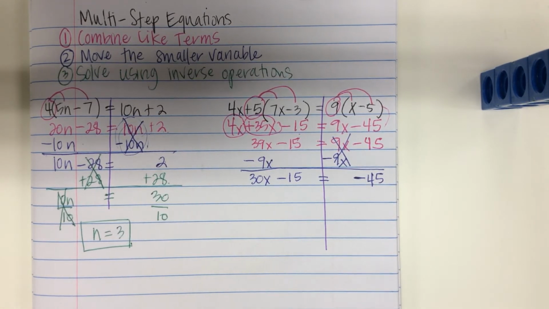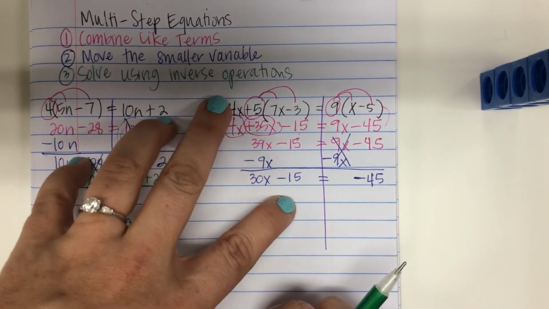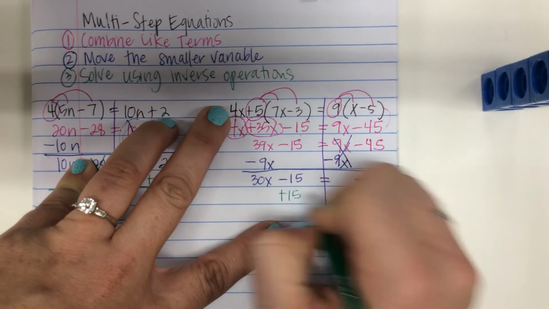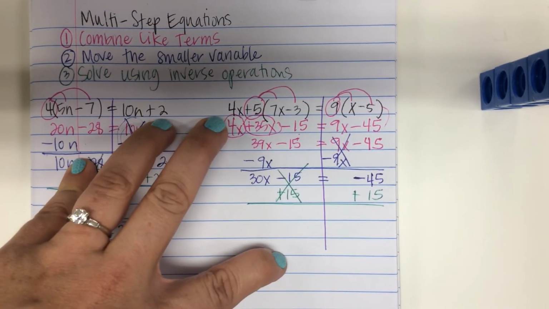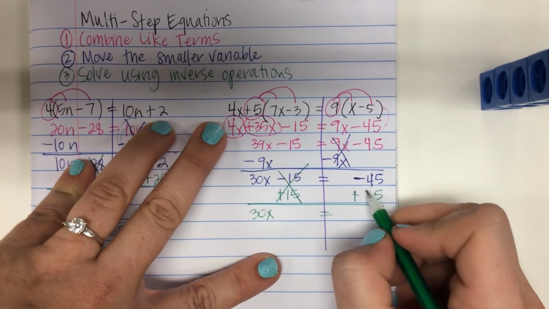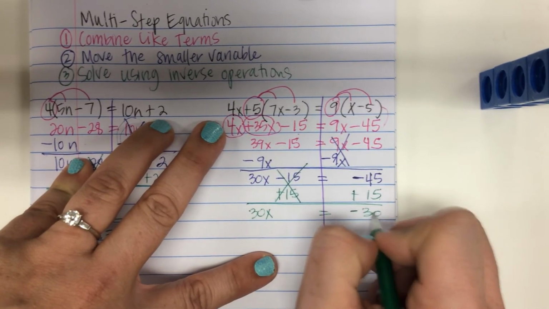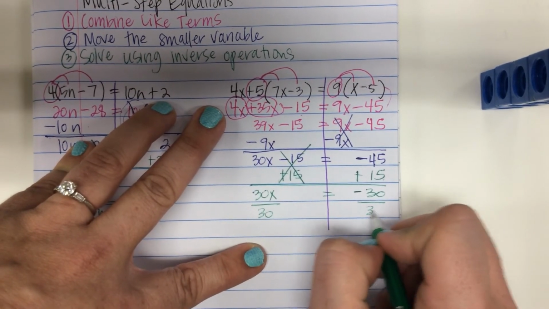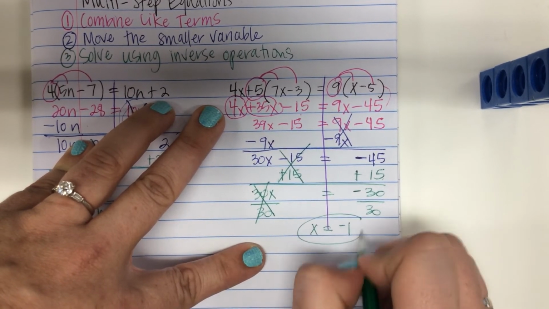Now I'm on to step number 3, which is solve using inverse operations. Which one do I get rid of first? How do you get rid of minus 15? You add it, you plus 15. The 15s cancel out because they're opposites. 30x equals negative 45 plus 15, which is negative 30. One last step, divide by 30, divide by 30. Negative 1.